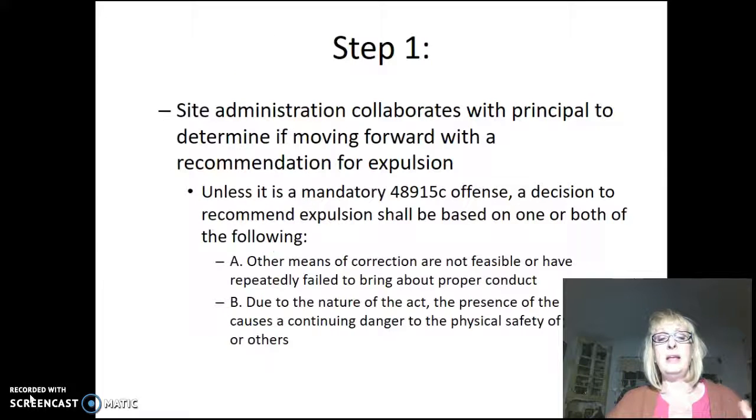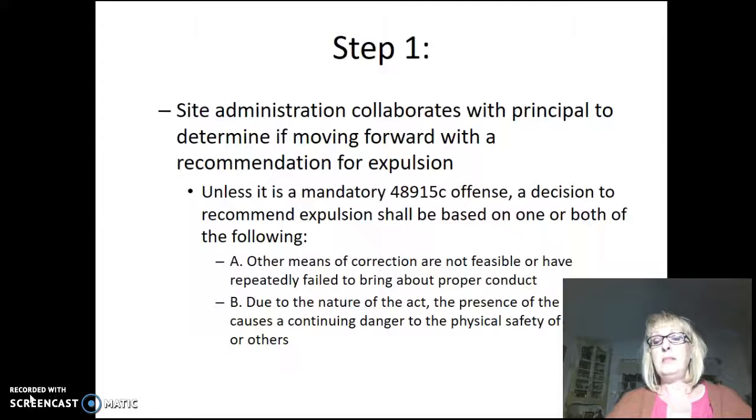So the step is that the site administrator collaborates with the principal, and they determine if they are going to be moving forward with the expulsion. Unless it's a mandatory 48915(c) offense, a decision is recommended for expulsion and shall be based on one or both of the following. One, other means of correction are not feasible or have repeatedly failed to bring about proper conduct.